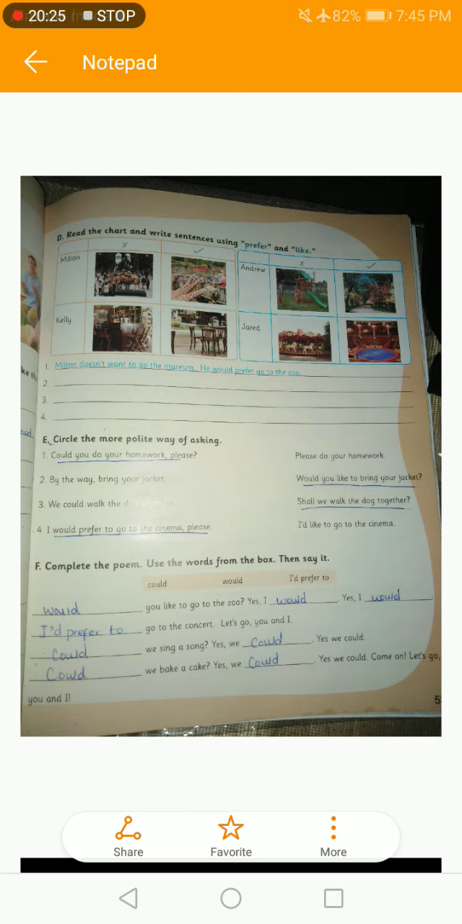And in the fourth, dash we bake a cake? Yes, we could. Come on, let's go, you and I. So the last one is also could. So this is all in this lecture.